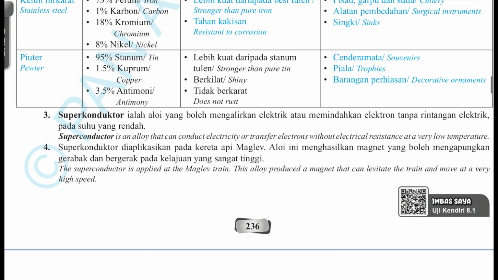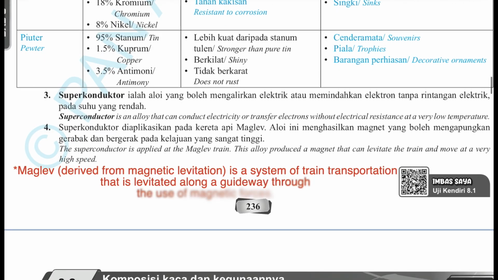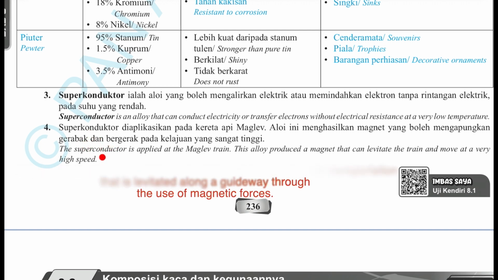Alright, superconductor is an alloy that can conduct electricity or transfer electron without electrical resistance at a very low temperature. The superconductor is applied at the maglev train. Okay, you can search about maglev train. How does it use superconductors to make maglev train?